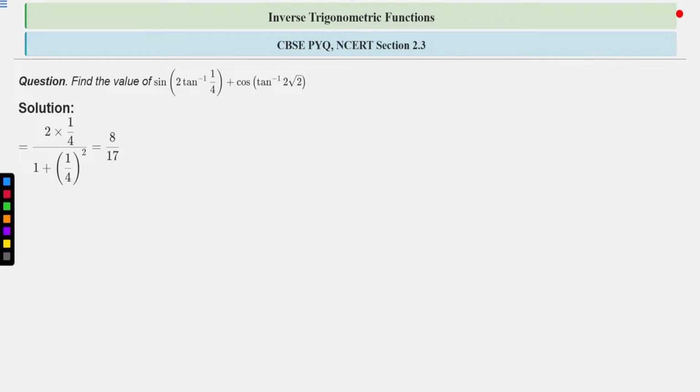Therefore, you can write it as 2 into 1 by 4 plus 2 into 1 by 4 upon 1 plus 1 by 4 whole square, and after simplifying this you will get 8 by 17, right?